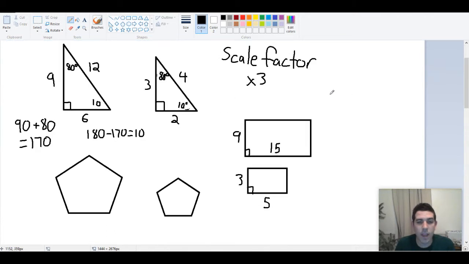So again, they have to have congruent corresponding angles and proportionately larger side lengths.